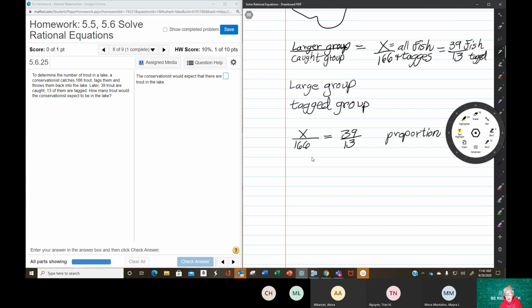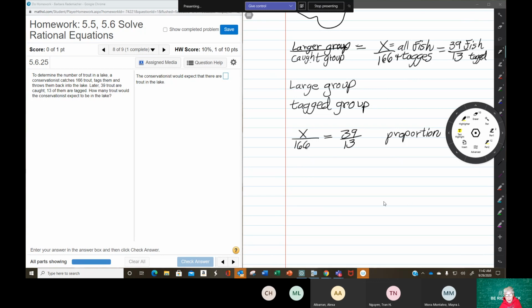Now, proportions are really cool. You can do them in a couple of different ways. Maybe you remember cross multiplying. You can cross multiply, but today what we're talking about is using an LCD. So notice that we have fractions here, so that makes this a rational equation, which means we multiply both sides by the LCD.